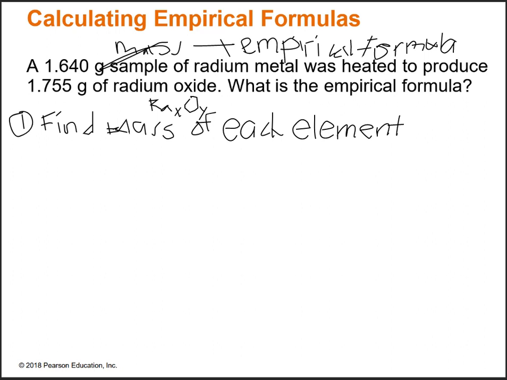We need to figure out the mass of the oxygen. And to do that, we're going to take the mass of the radium oxide, 1.755, and we're going to subtract the sample of radium metal. Radium metal is just radium. So the difference between the two will tell us how much oxygen was added.